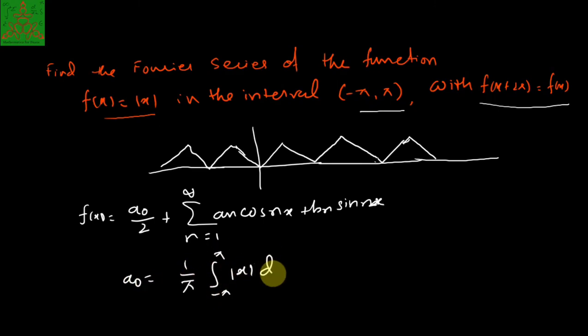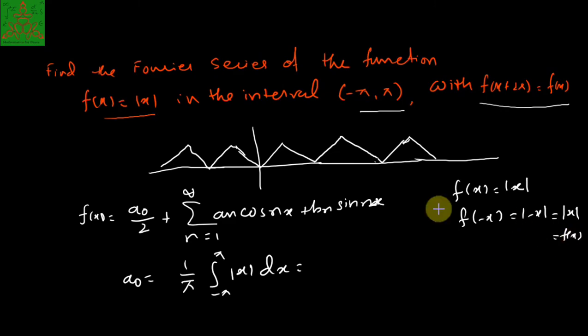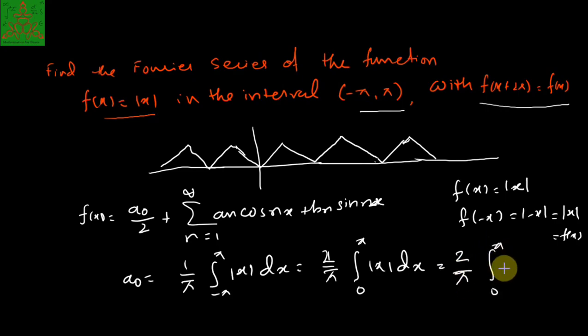And you know that the function f of x is equal to mod x is an even function, since f of minus x is mod of x, which is f of x. So if it is an even function and the integration is from minus pi to pi, we can write this as 2 times the integral from 0 to pi of mod of x dx. But mod x in the interval 0 to pi is already x, so it is 2 by pi, integral from 0 to pi of x dx.